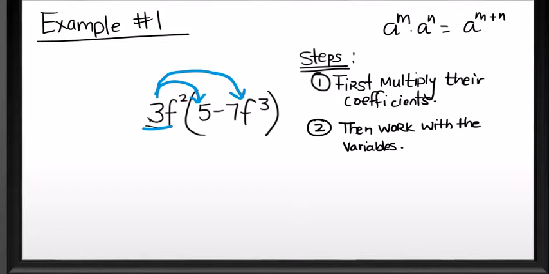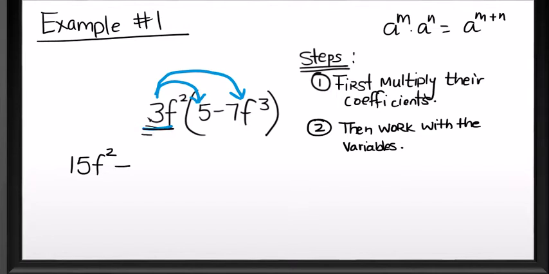First multiply their coefficients. So 3 times 5, what is that? 3 times 5 is 15. Then our next step, work with the variables. Here we have f squared. We do not have any variable here, so this remains as it is. Okay, then we move on to the next one. There's a negative here, so we'll just bring that sign. And now we are on the second term.